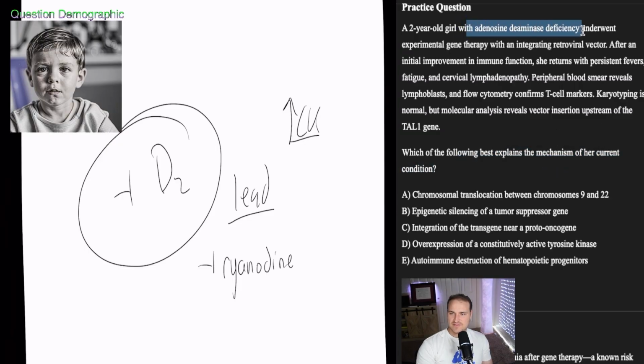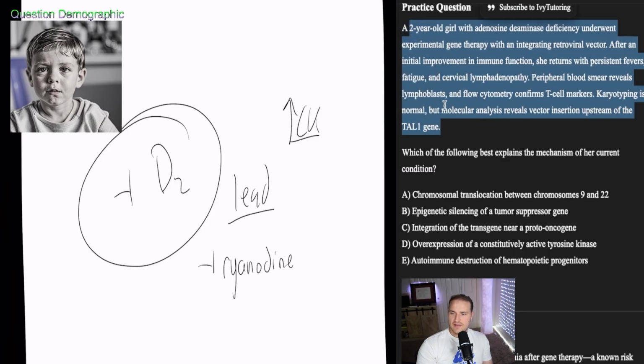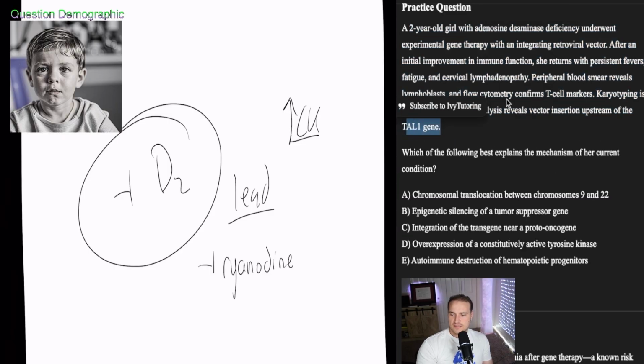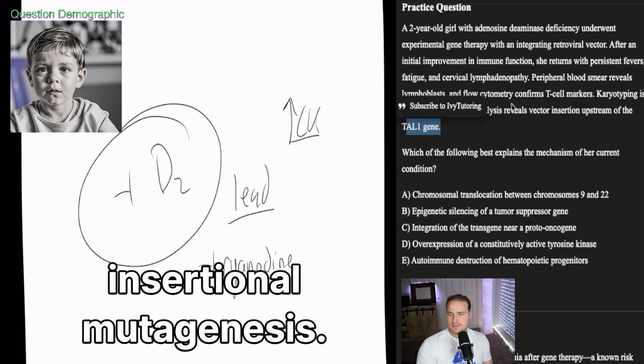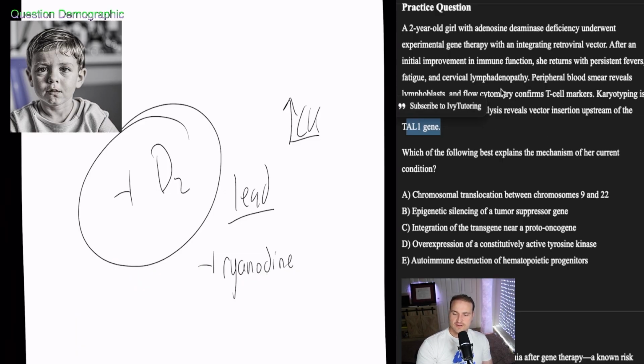Adenosine deaminase deficiency. All right, so this is probably going to be a young kiddo, boy, girl. We got some T-cell markers and vector insertion upstream of the gene. All right, so what's happened here? This is T-cell leukemia after gene therapy. And this is a risk when retroviral vectors integrate near the oncogenes like TAL1 gene. So this is a mechanism called insertional mutagenesis. You activate the oncogenes and it leads to clonal malignant transformation.